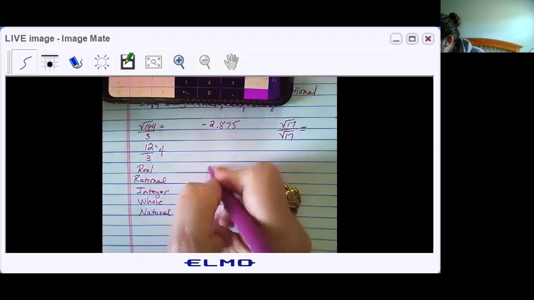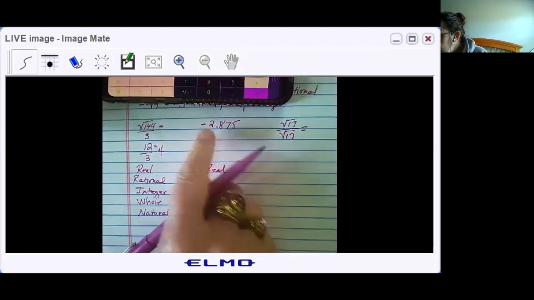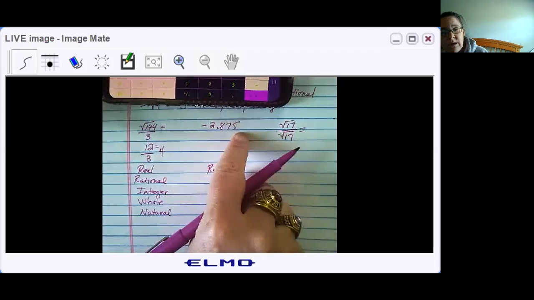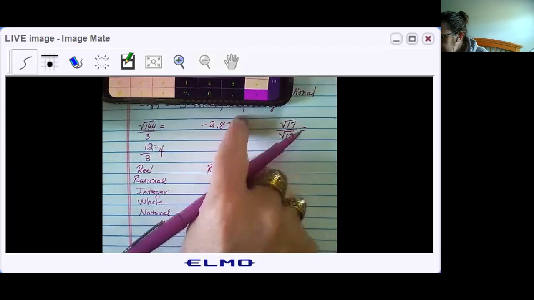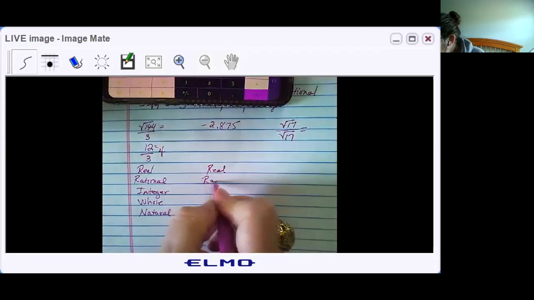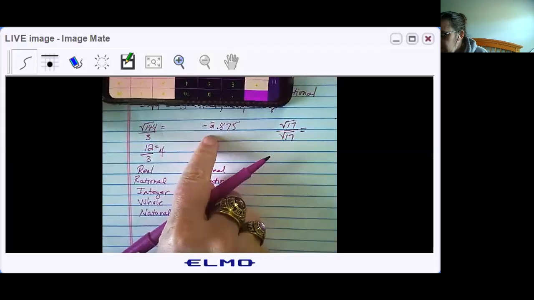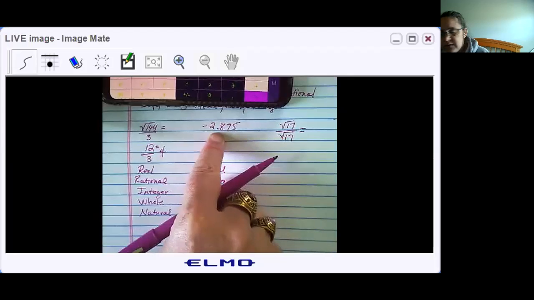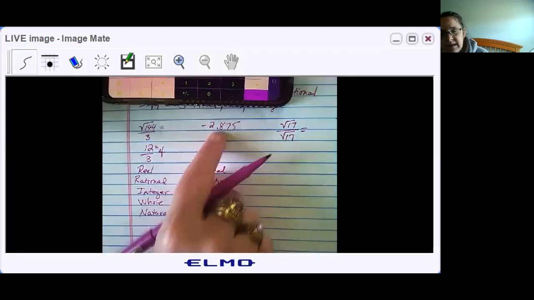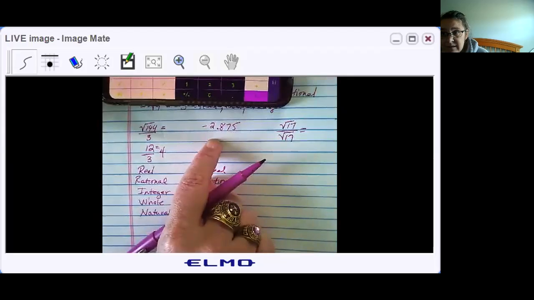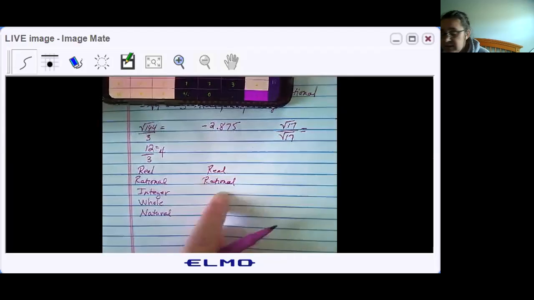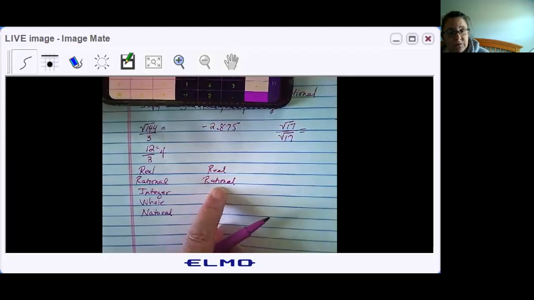Well, always we call them real numbers. It ends, it's 0.875. It ends, so it's rational. Okay. But it has a decimal. So can I call it an integer if it has a decimal? I can't. So this is it, it's done. Its smallest subset is the set of all rational numbers.